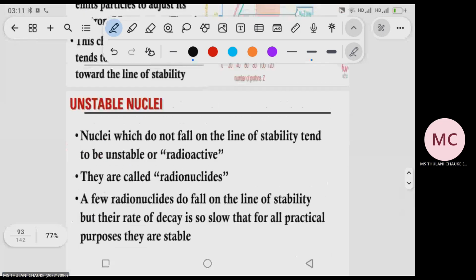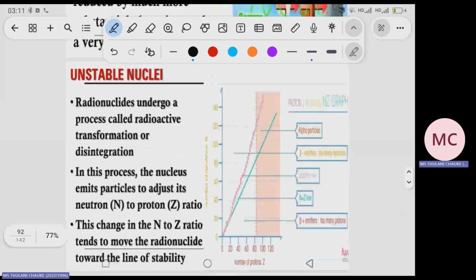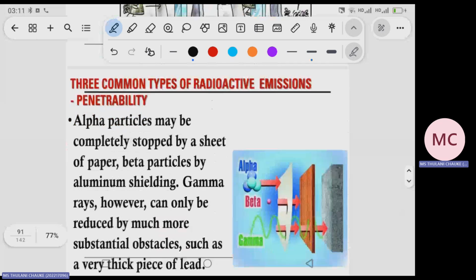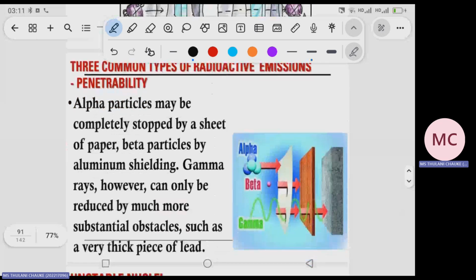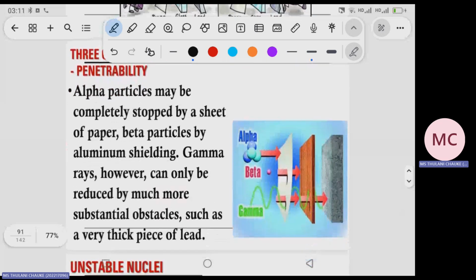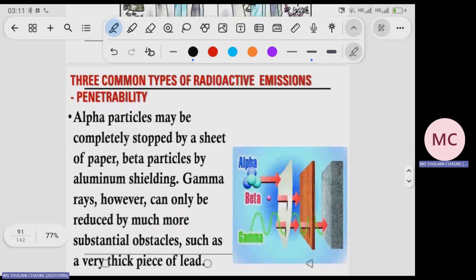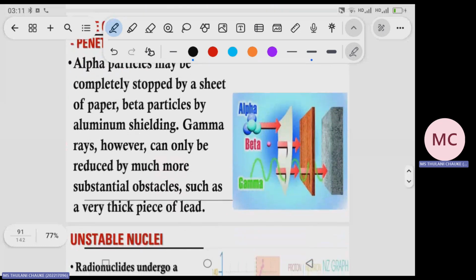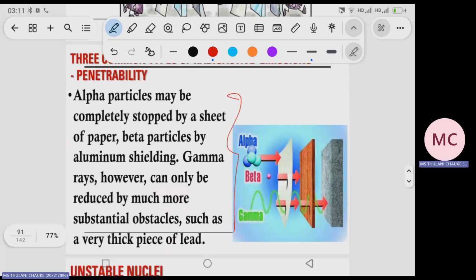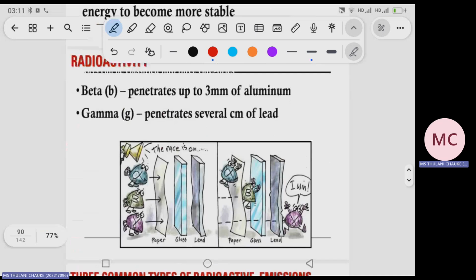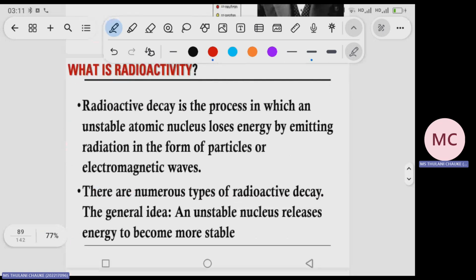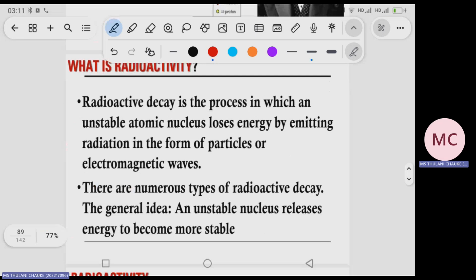So I want us to first focus on this so that you can understand what we are doing there. Three common types of radioactive emission. And this statement is very important, no? But three common types of radioactive emissions. Remember here we're talking about elements. Yeah, this term is very important.